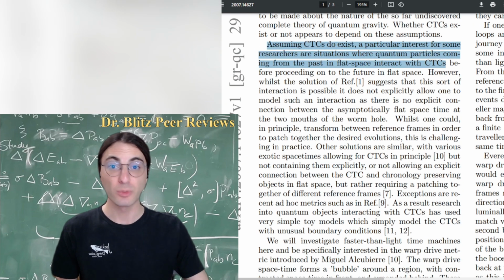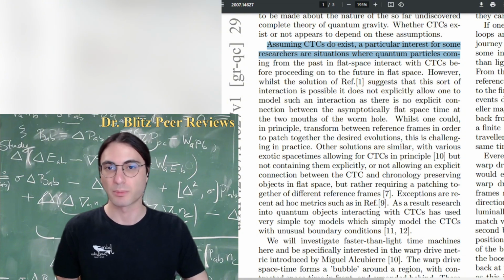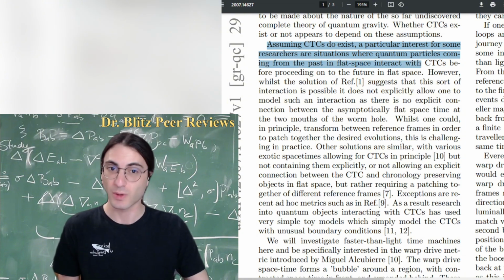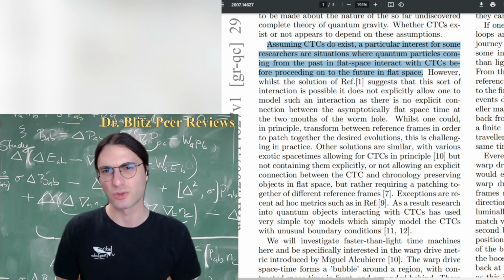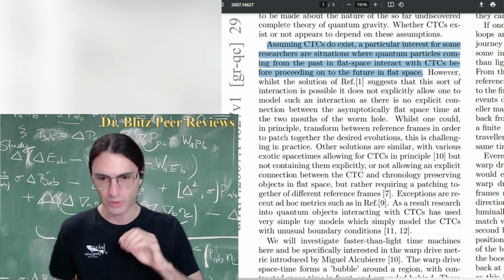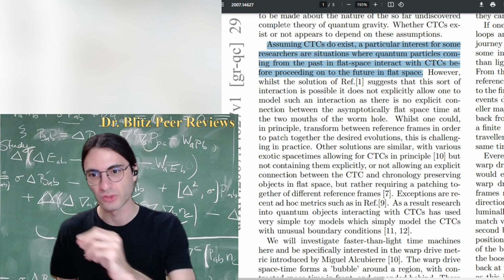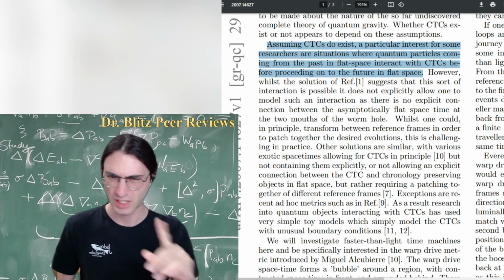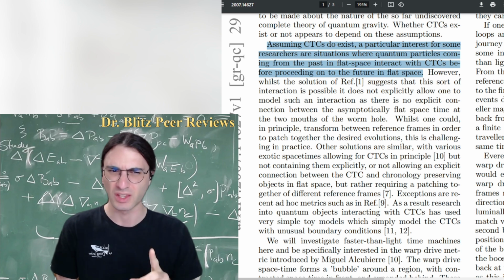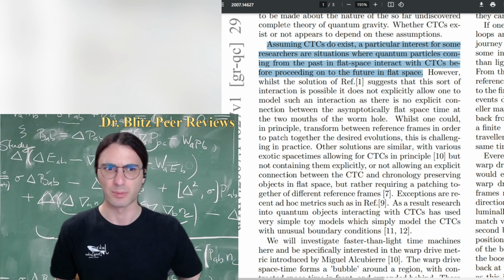It's probably better. Assuming CTCs do exist, a particular interest for some researchers are situations where quantum particles coming from the past in flat space interact with CTCs before proceeding on to the future in flat space. So here we have a solution where you have a particle coming in, it goes around a closed time-like curve, and then it goes out again. That's kind of strange. I have reason to think that that's probably not possible, but let's proceed.